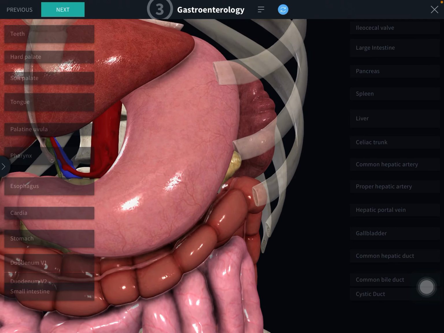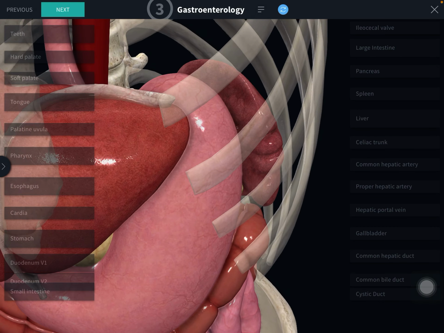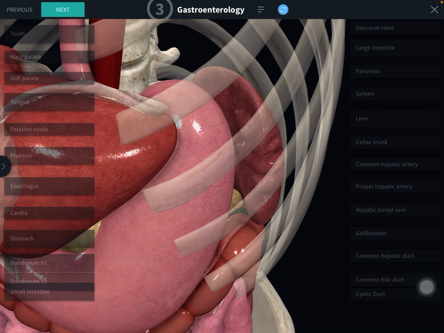So this is the visceral surface. You are seeing the visceral surface inside. Yes, this is the visceral surface.